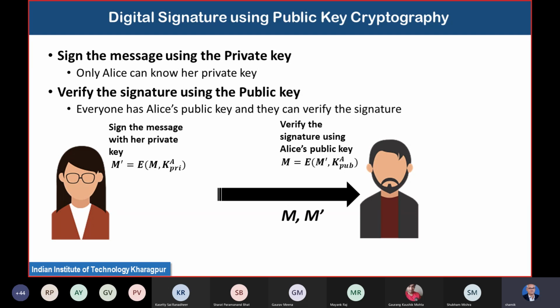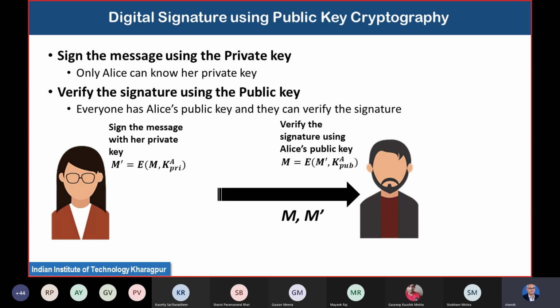Also, how would Bob know that indeed it was sent by Alice and not by somebody else? What Bob would do is apply Alice's public key, which is known to everybody, including Bob. Once Bob applies that public key of Alice, he gets back something, say M, and that M would match with the M that was sent by Alice.